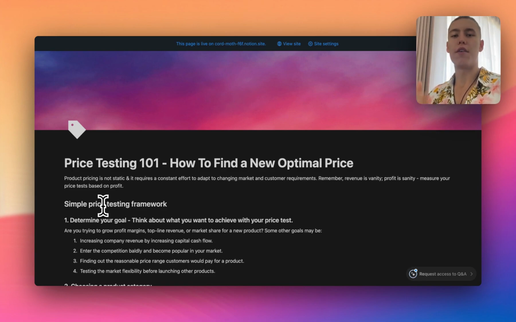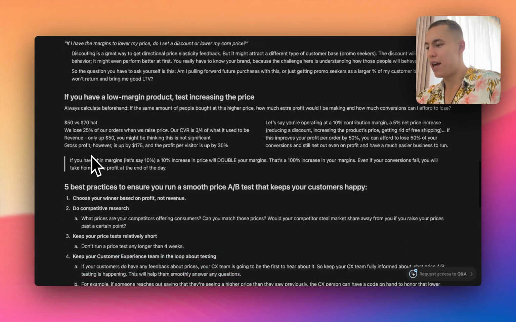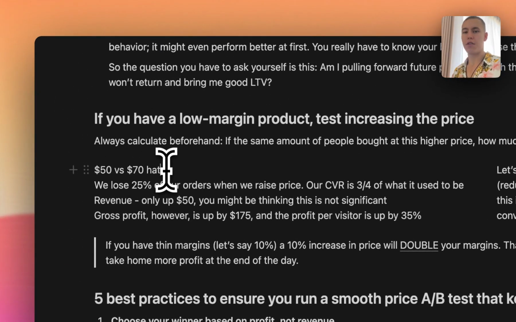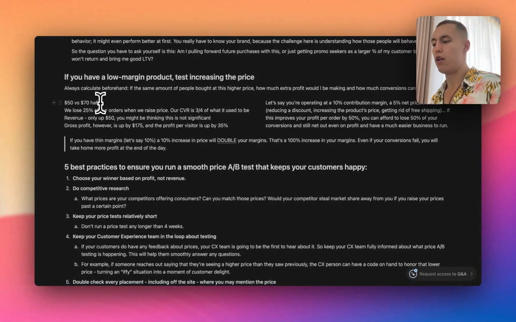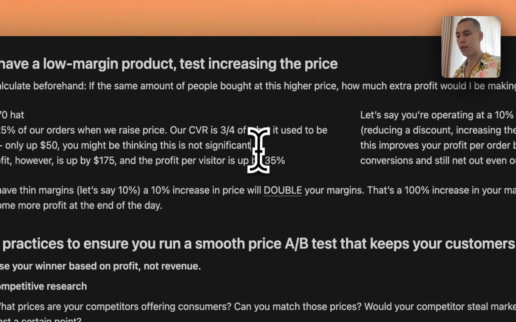Because if conversion rate goes down by 25%, and I gave a really interesting example here. You have a $50 hat and you bump it up to $70. Pretty steep increase, right? And you lose 25% of your orders when you raise your price. So that's a third of your orders.